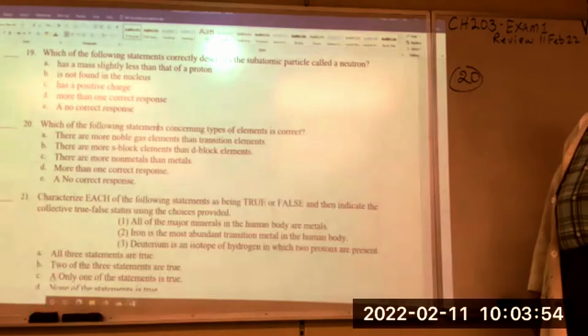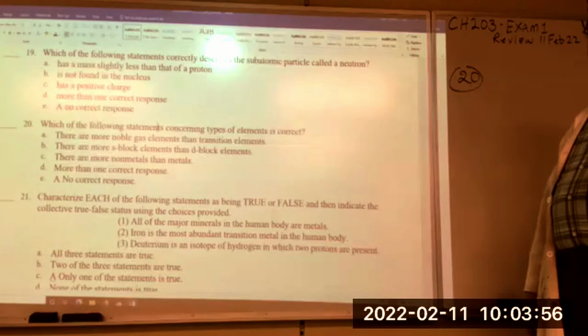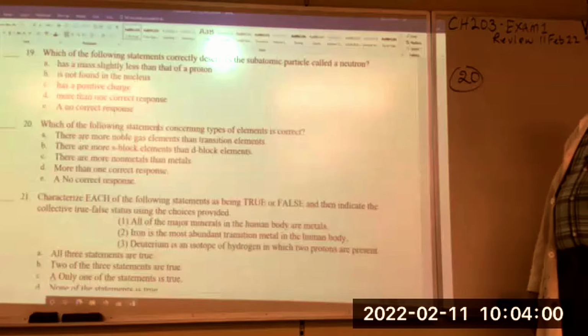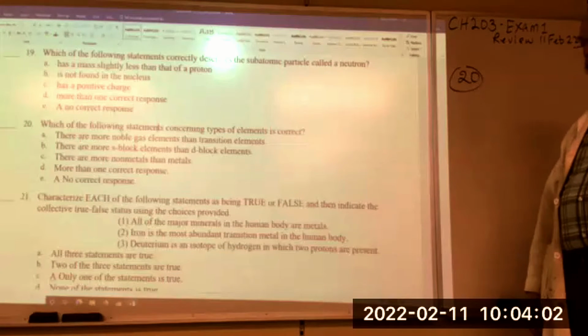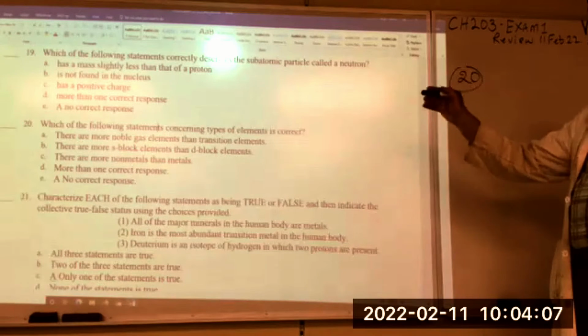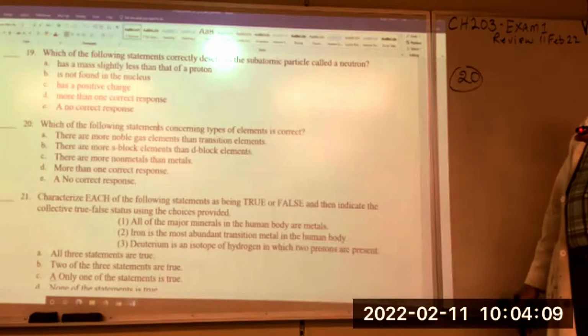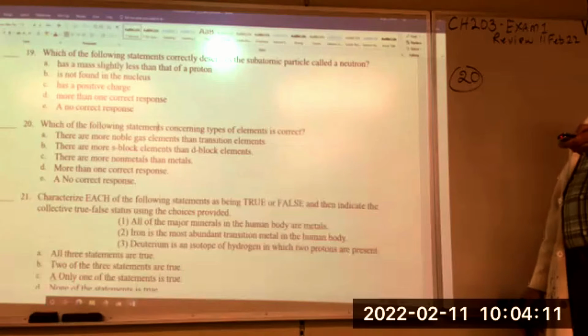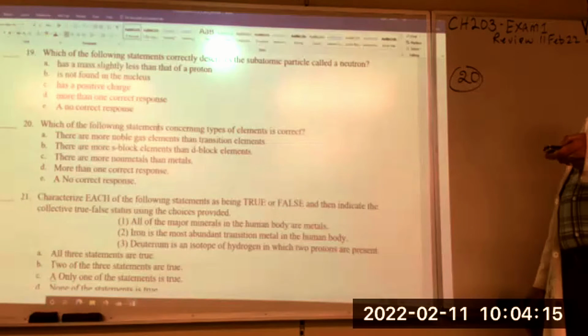Can't be, because you can only have 2 groups in the S block, and you've got all of these in the D block. So B is false also. You just have to know where those blocks are, right? These 2 are S block, these are P block, these are D block, and these are F block.